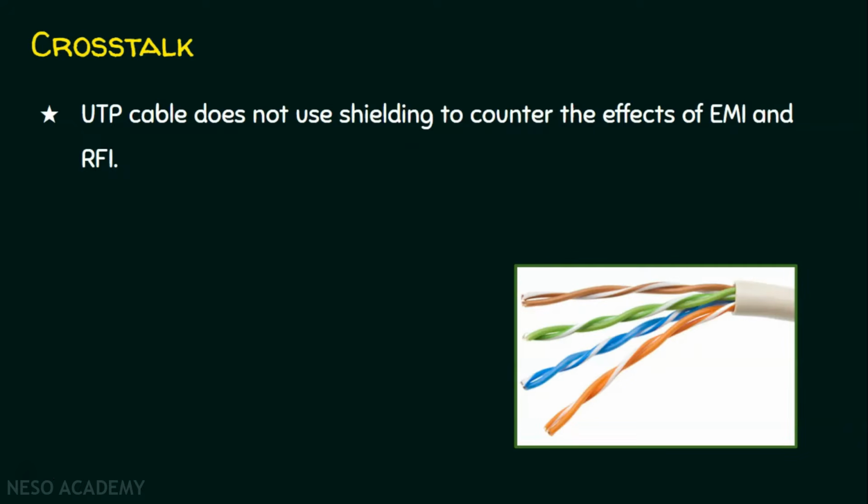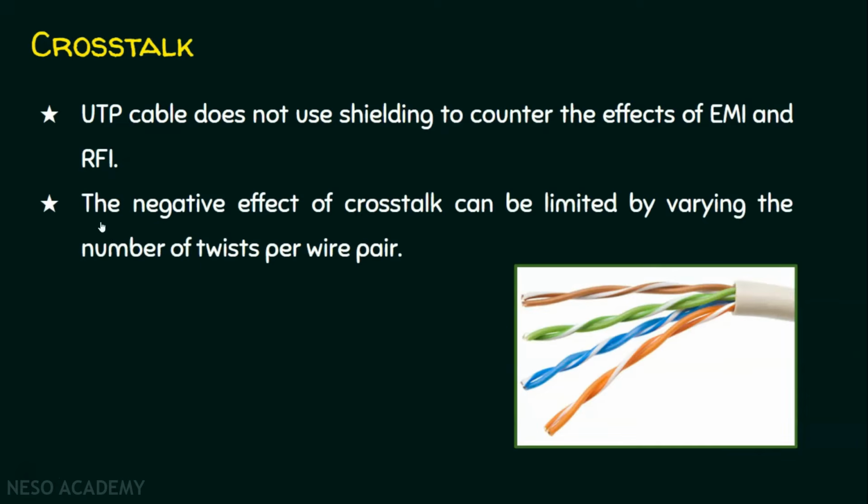If we don't have much money to purchase STP, then what can be done? There is a solution to counter the effect of crosstalk, and the solution is we can increase the number of twists in the wire. The negative effect of crosstalk can be limited by varying the number of twists per wire pair. For example, there are 4 pairs of wire, 8 wires. If we increase the number of twists, for example, from here to here it is a 10 centimeter cable.